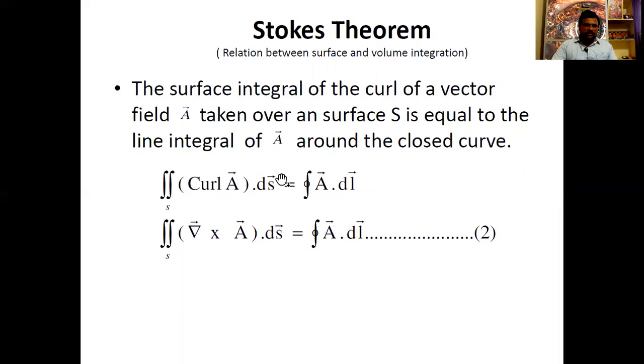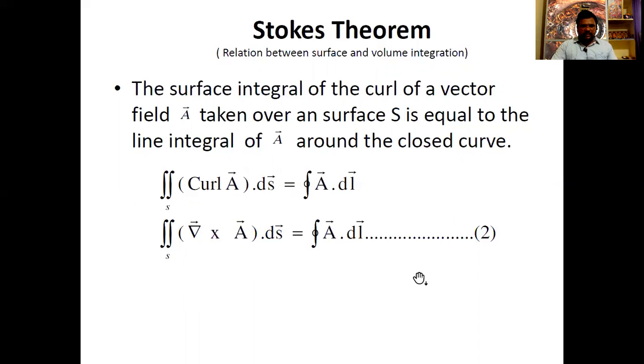This will be equal to the surface integral over the surface of the curl of the vector field, that is curl A bar dot ds bar. So this curl can be written as del bar cross A bar, and dot ds comes the same as above, and this one comes as it is.